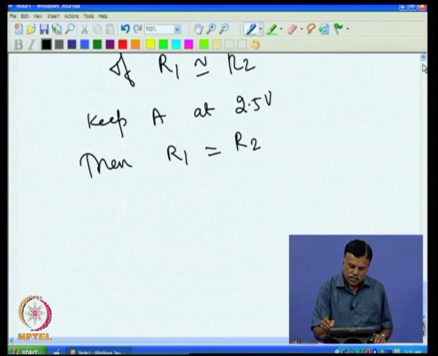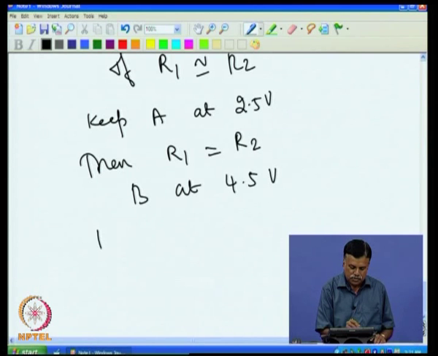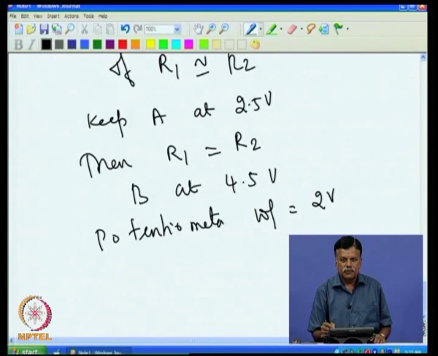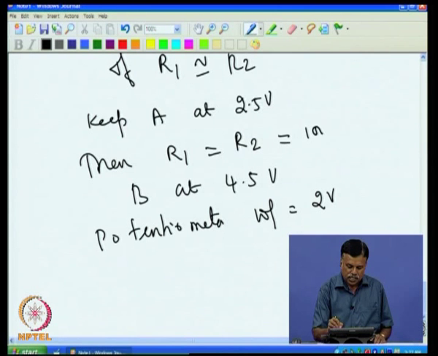Of course, I can keep B at 4.5 volt, that makes the potentiometer voltage 2 volt. So 2 volt anyway will call for a 4 volt change at the output, that can be easily achieved. So I keep R1 and R2 equal. To make the current small, I keep them 100k or 470k. For example, I can keep R1 equal to R2 equal to 470k.